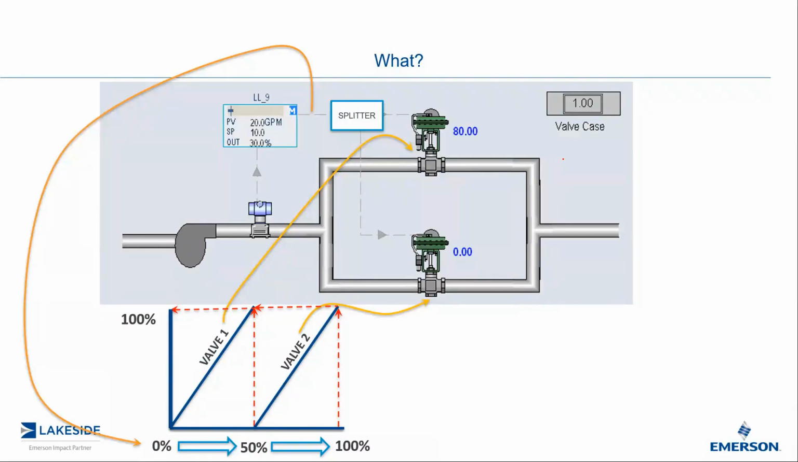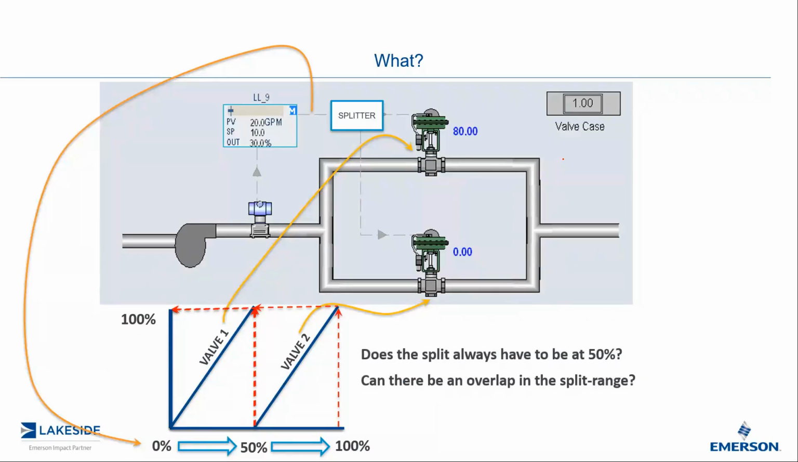It doesn't have to be just two valves. You could split it. I think the record I've seen in gas utilities is around 4 valves in parallel. But does the split always have to be 50%? Can there be an overlap? And that's what we're going to explore in this webinar, is how to properly adjust your split.